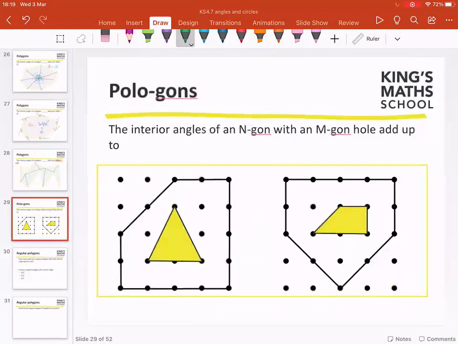Also polygons with holes, called, pardon my pun, pologons, because they're like polos. I thought about this afternoon, I was really pleased with that. It's been a long day.